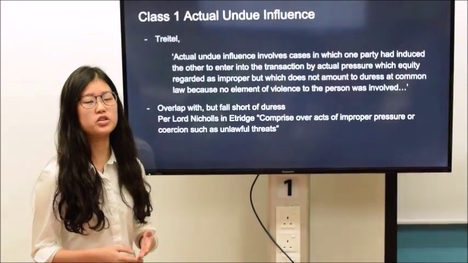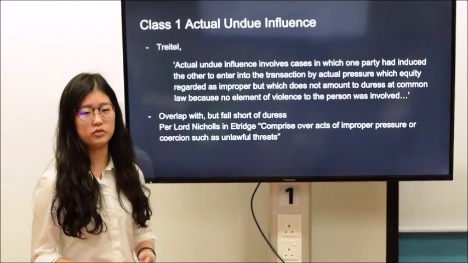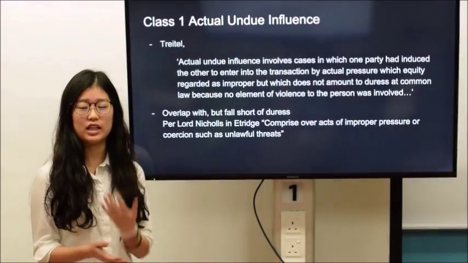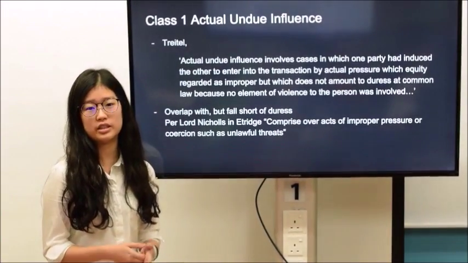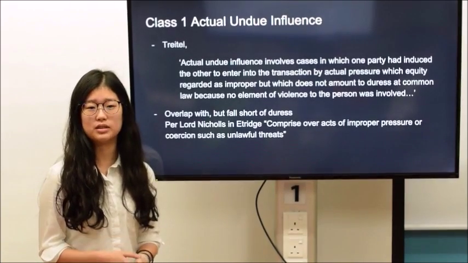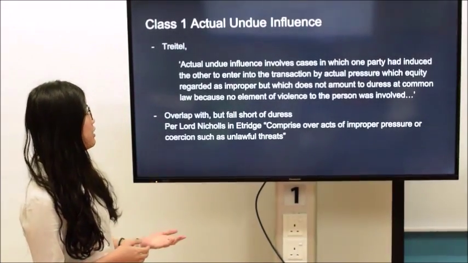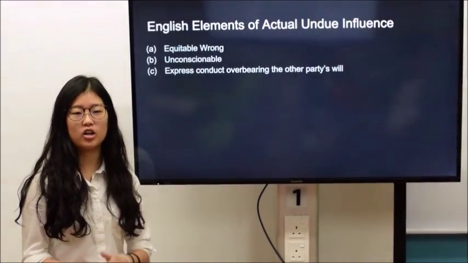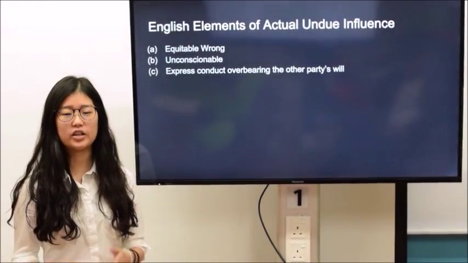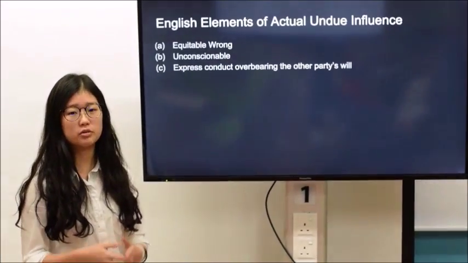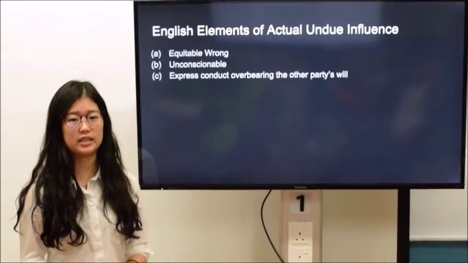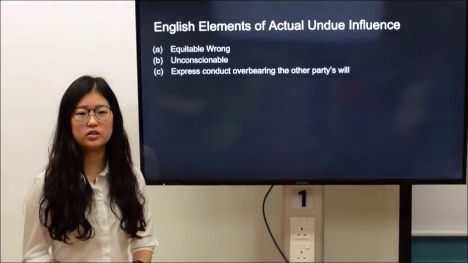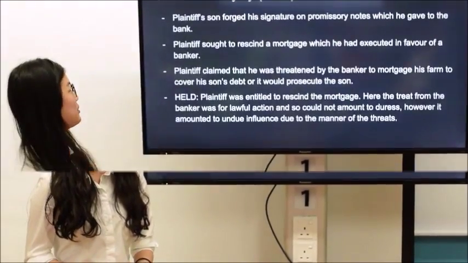Actual undue influence overlaps with but falls short of duress because there are practical alternatives. The pressure applied is not illegitimate, but it might still be considered inequitable to uphold the promise. The element of actual undue influence is laid down by Lord Hobhouse in Etridge, where actual undue influence is an equitable wrong committed by the dominant party against the other, and it must be unconscionable for the dominant party to enforce his legal rights against the other party.